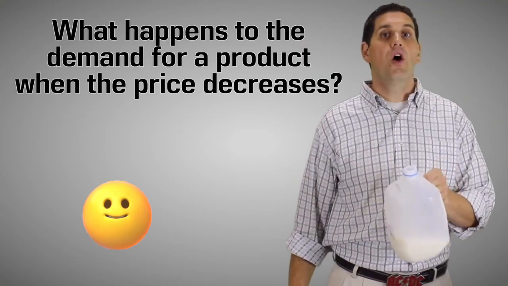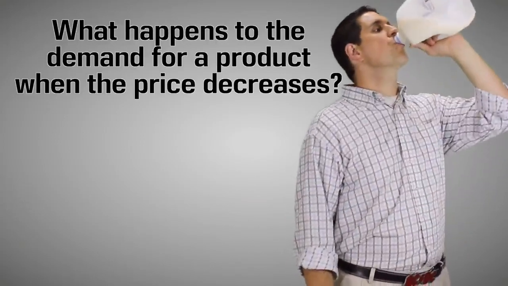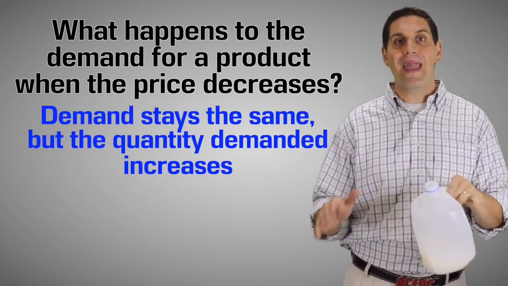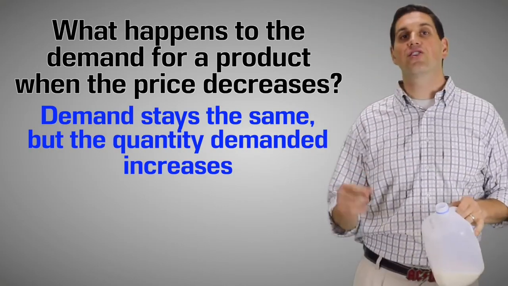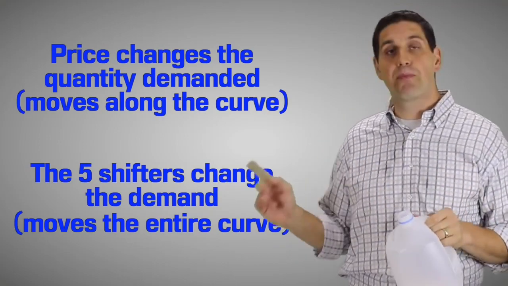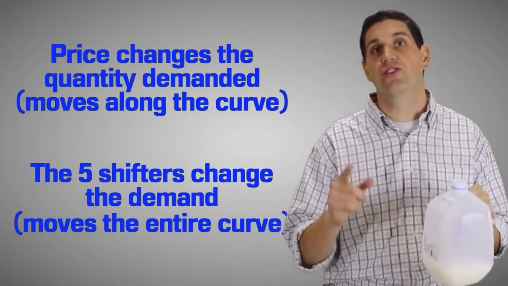So I got a question for you. What happens to the demand when the price goes down? So the answer is nothing. When the price goes down, demand stays exactly the same. Price causes the quantity demanded to change. The only thing that changes quantity demanded is a change in price. And the only thing that changes demand is one of the 5 shifters of demand.